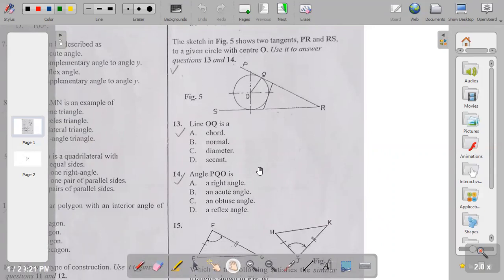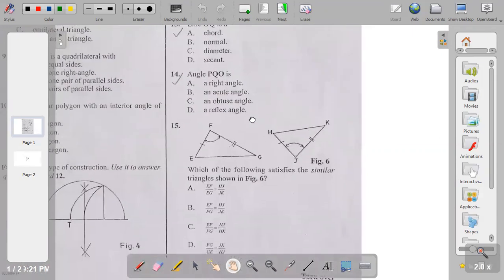Question 14. Now, angle PQO is what? 90 degrees, a right angle. It's not an acute, it's not an obtuse, it's not a reflex angle, because this line PR is a tangent drawn to the normal, and a tangent must make an angle of 90 degrees to the normal. So angle PQO is 90 degrees, it's a right angle. So question 14, the answer is A. I move on to question 15.